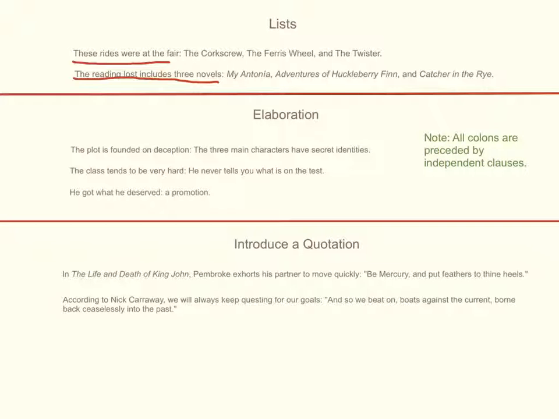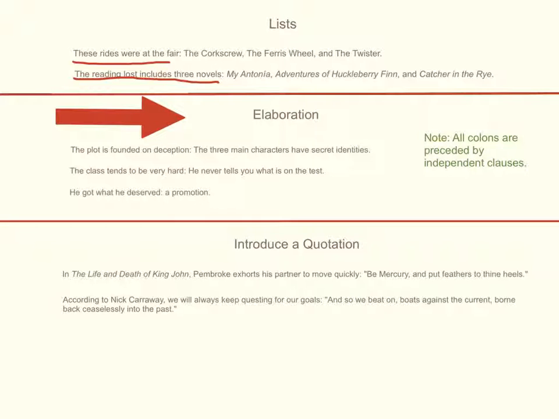And again, you notice that we have an independent clause preceding the colon, and we have a list of items that follow it. Okay, so I think that's fairly simple. But let's go to a little bit more complicated. Let's go to elaboration.